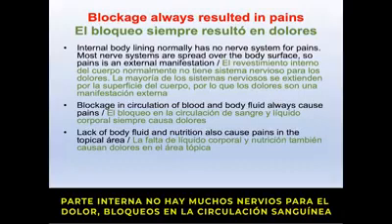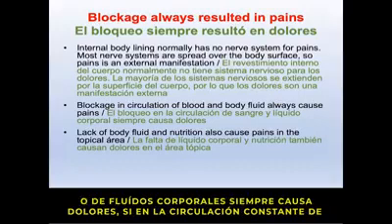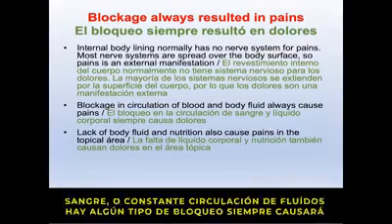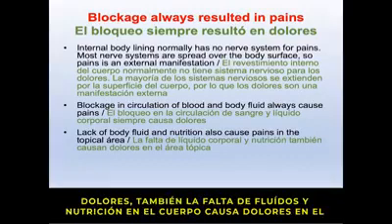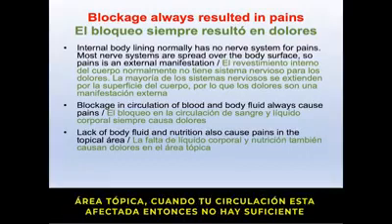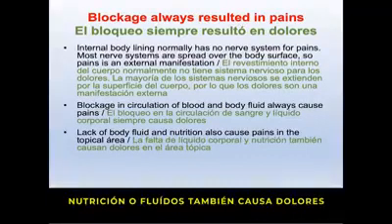So blockage in circulation of blood and also body fluid always causes pains. I mean, if the body has constant circulation of blood and constant circulation of fluid, and there's any blockage in this circulation, it always causes pains. Also, lack of body fluid and nutrition causes pains in the topical area. When your circulation gets affected, and not enough nutrition or fluids go to the area, then it also causes pains.